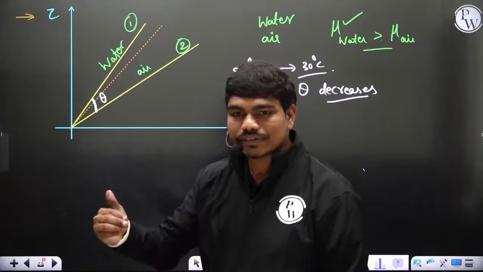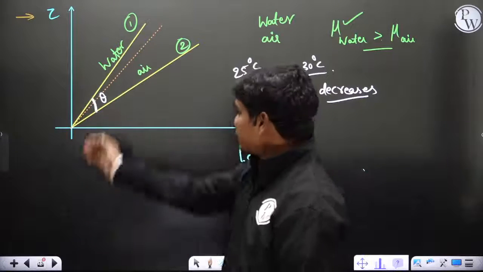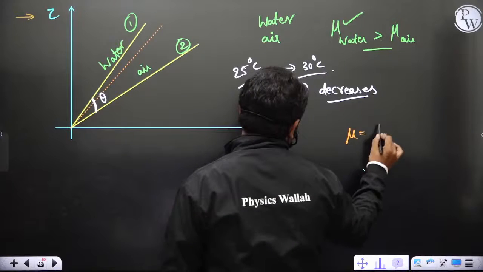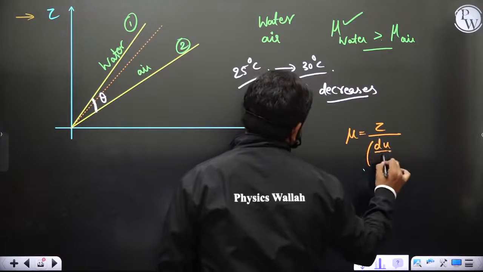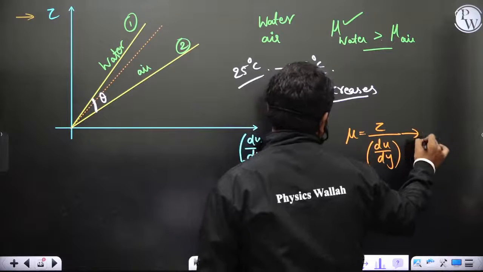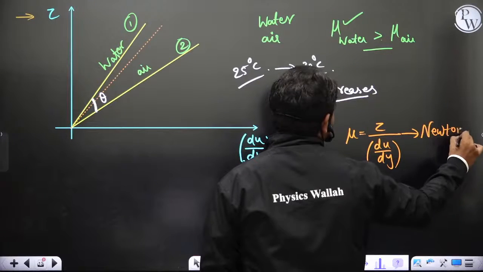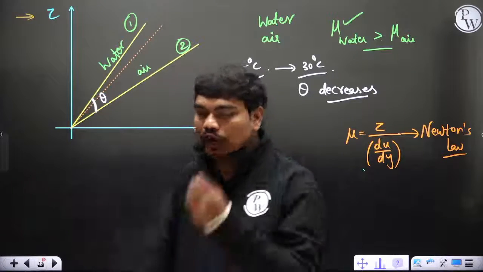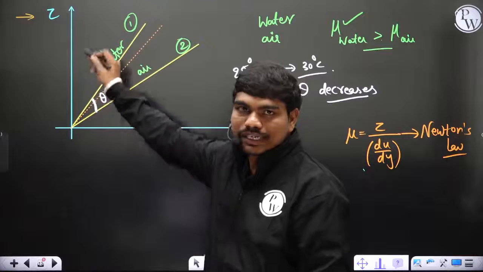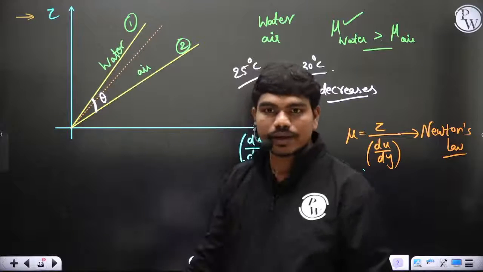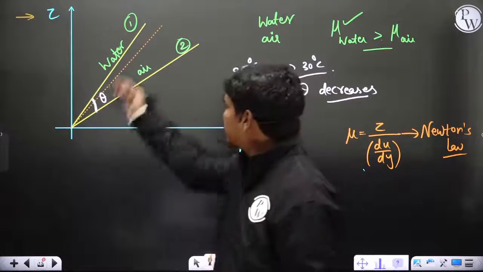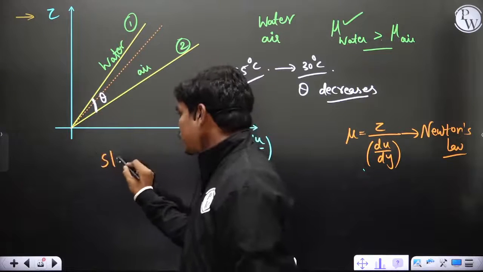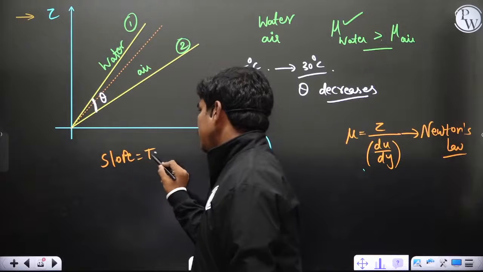So when the dynamic viscosity of liquids is decreasing with temperature, the slope changes, because obviously we know mu is equal to tau divided by du by dy, and since these are Newtonian fluids, following Newton's law, both these lines pass through the origin. So at any point, slope is nothing but the ratio of tau by du by dy. Now when temperature increases, this line will shift down, because this slope is equal to tan theta, correct?